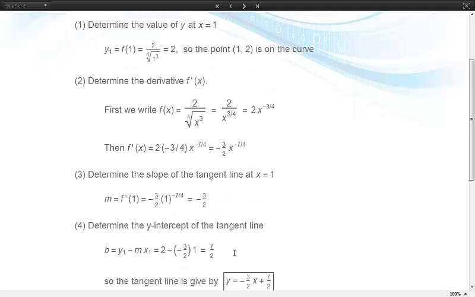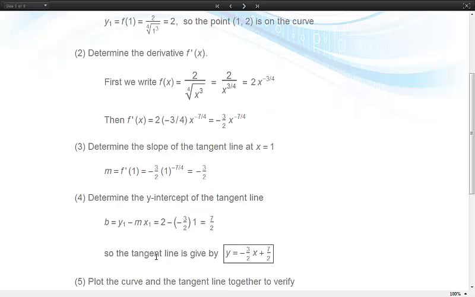We need the y-intercept. And so I get a y-intercept by taking a y value minus m times the associated x value. Our y value is 2 minus our slope of minus 3/2, and our x value was 1. So this is actually 2 plus 3/2, which is 7/2. So the tangent line is given by y equals minus 3/2 x, a negative slope, plus 7/2 for my y-intercept.